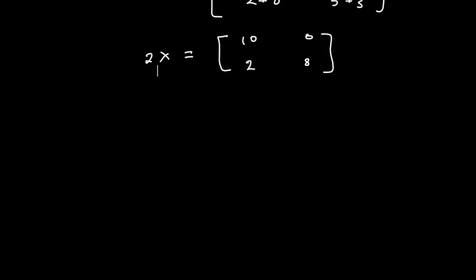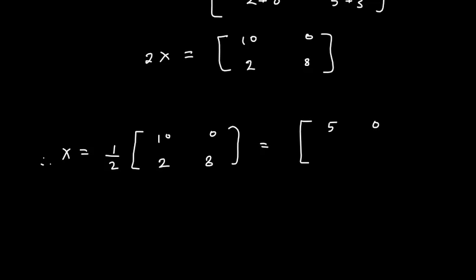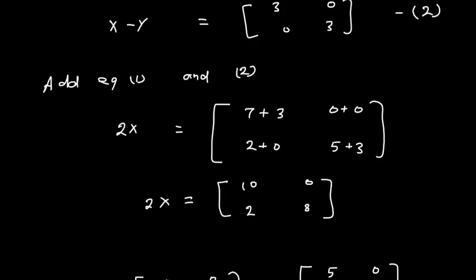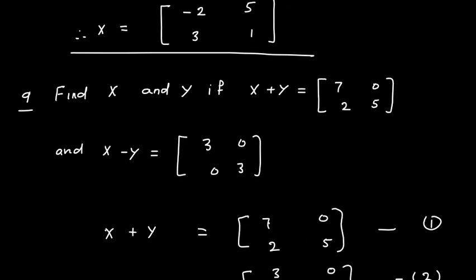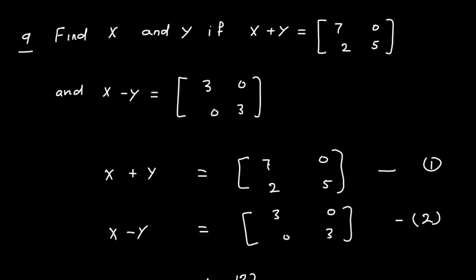So therefore the value of x is equal to 1 divided by 2, and here we have 10, 0, 2, 8. So this is equal to 2 5s are 10, this is 0, 2 1s are 2, 2 4s are 8. So 5 0 and 1 4, this is the value of x. Okay, ninth problem.